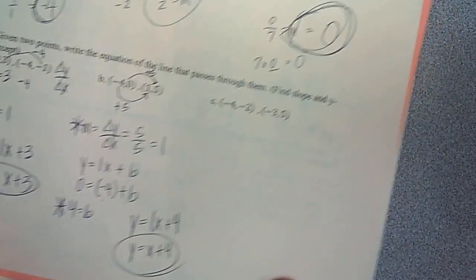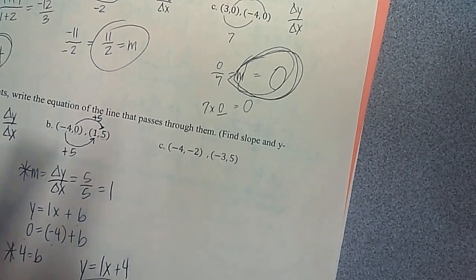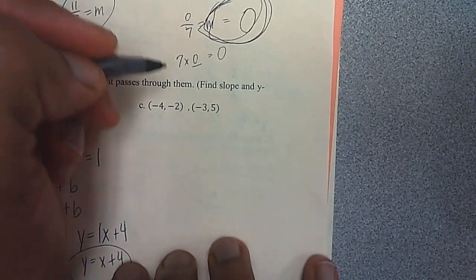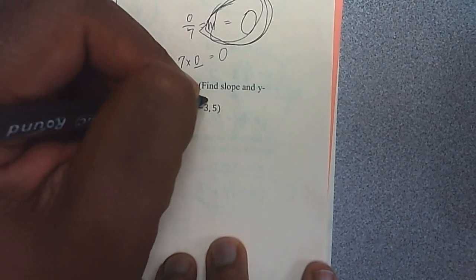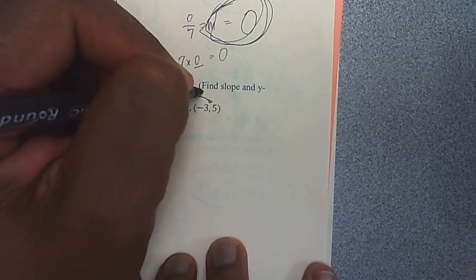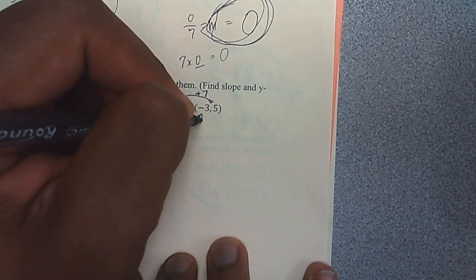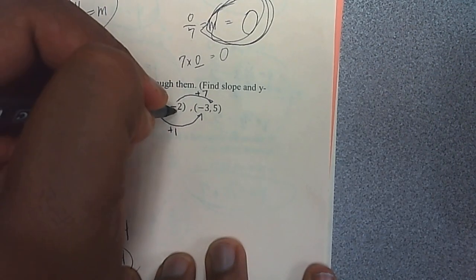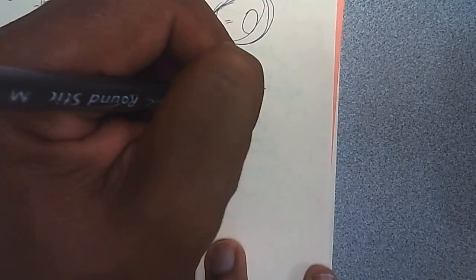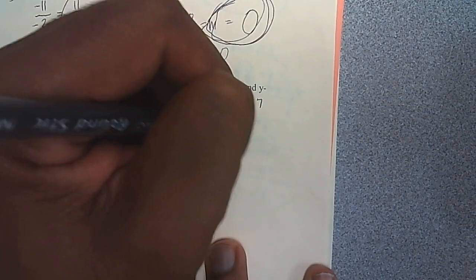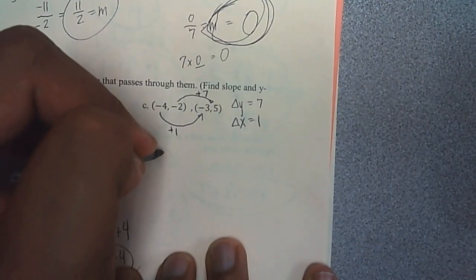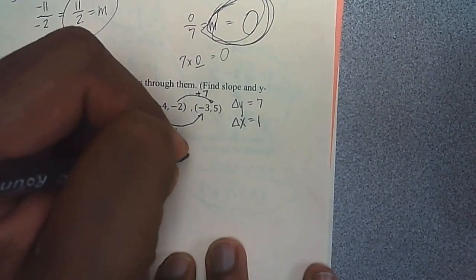One more time. I don't have any zeros, so this is just going to be a mess. Feel free to pause before you watch me. -2 to +5 is increasing 7. -4 to -3 is increasing 1. So your y's change by 7, your x change by 1. So your slope equals 7 over 1, which is the same as 7.